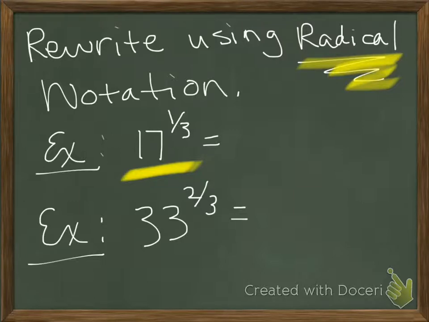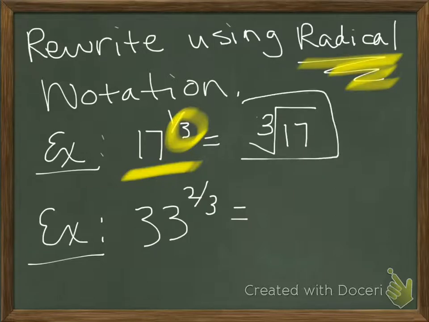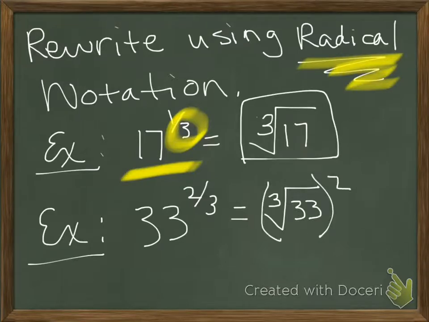So if I have 17 to the 1/3 power, the 3 down here tells me what root I'm going to use. So it's going to be the 3rd root of 17 to the 1st power. I don't have to write the 1st power because anything to the 1st power just stays itself. So this is just the cube root of 17. But for 33 to the 2/3 power, the root is 3 and the power is 2. So I would write it as the cube root of 33 to the 2nd power.